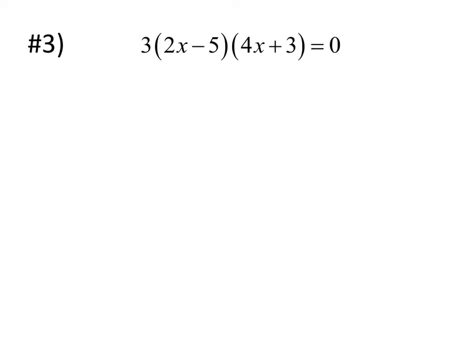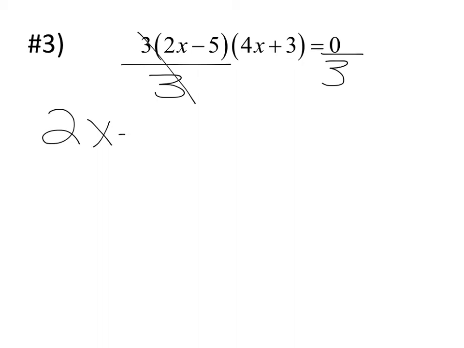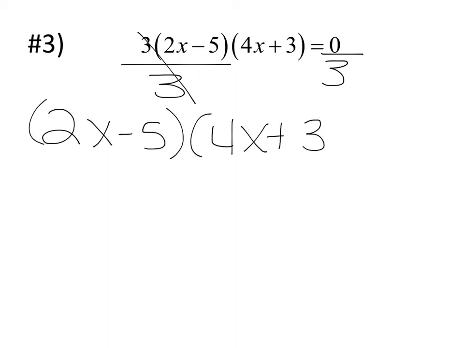Okay, here, they actually already factored for us, so we're good. If you think about it, you would just divide both sides by 3 to get rid of this 3. 0 divided by 3 is just 0. So then you have 2x minus 5 times 4x plus 3 is equal to 0. So now you're just going to set each one equal to 0.